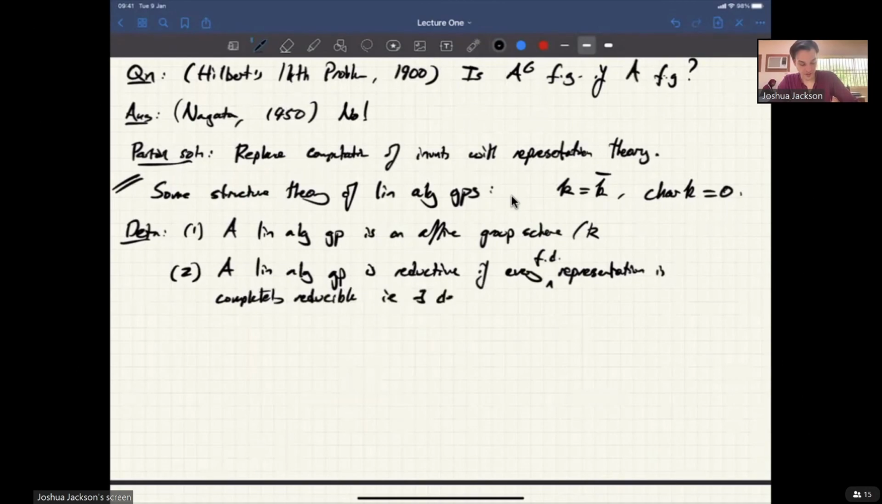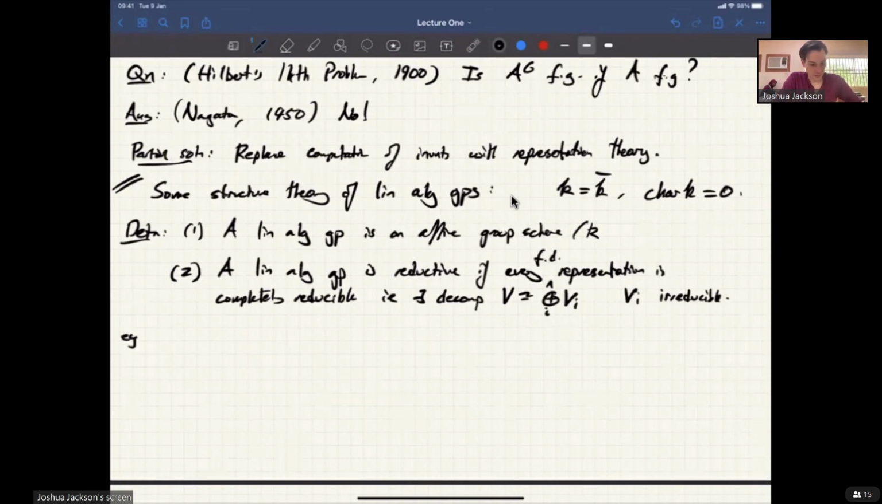There exists a decomposition of that representation into these things, with each V_i irreducible, so it has no proper subrepresentations. So this is what I mean when I say we want to first try to do GIT for groups that have nice representation theory. This is what I mean by has nice representation theory.